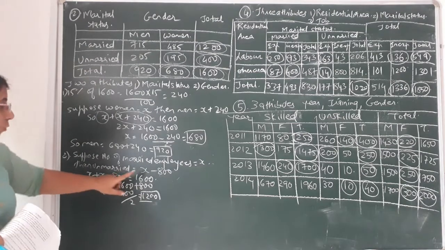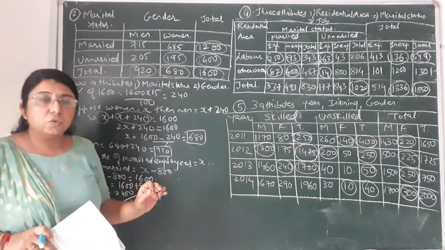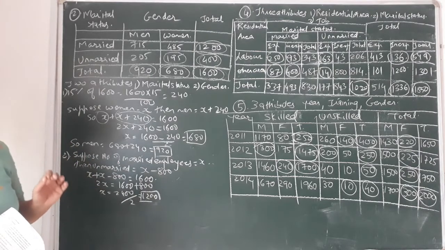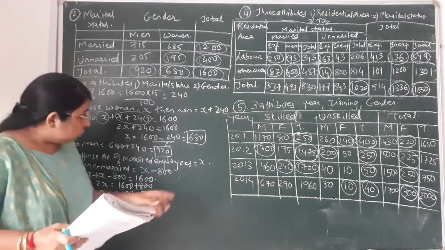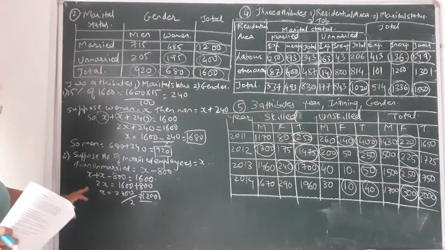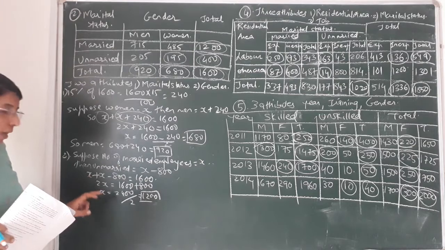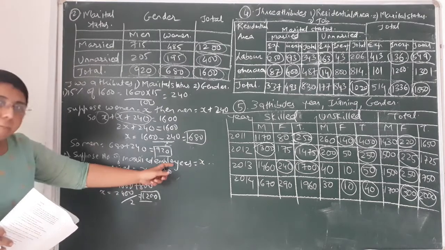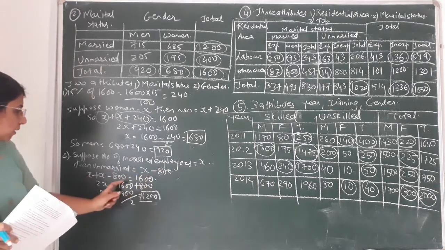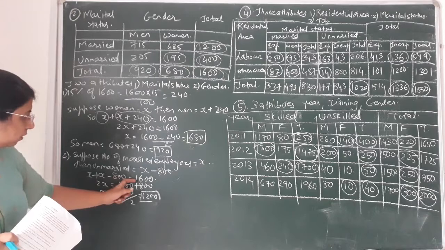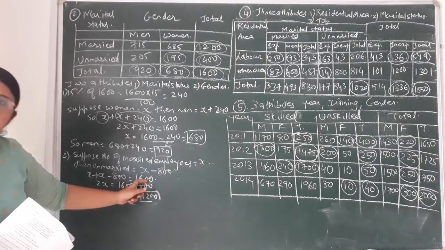So unmarried, that would be x minus 800, because it is told that the number of unmarried are 800 less than the number of married employees. So x minus 800 would be the number of unmarried employees. Again, doing the total of married and unmarried, that is x plus x minus 800. x is for married employees, and x minus 800 is for unmarried employees.